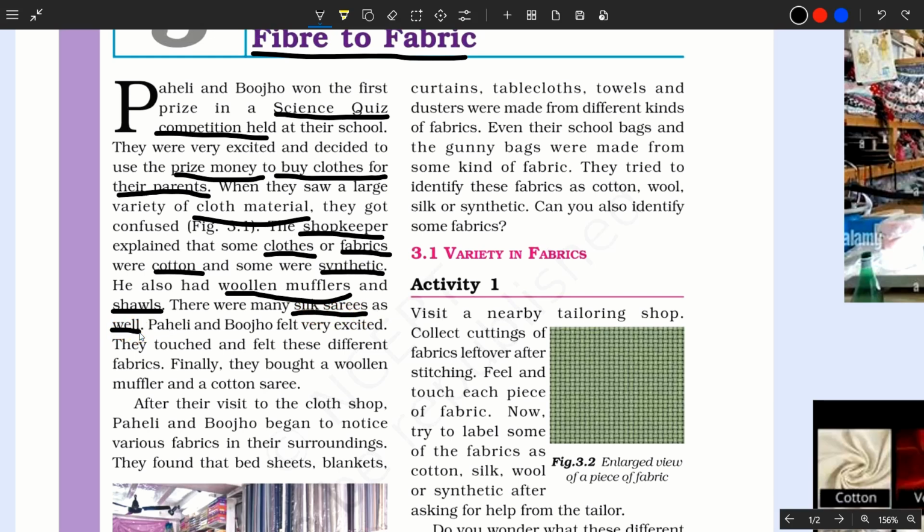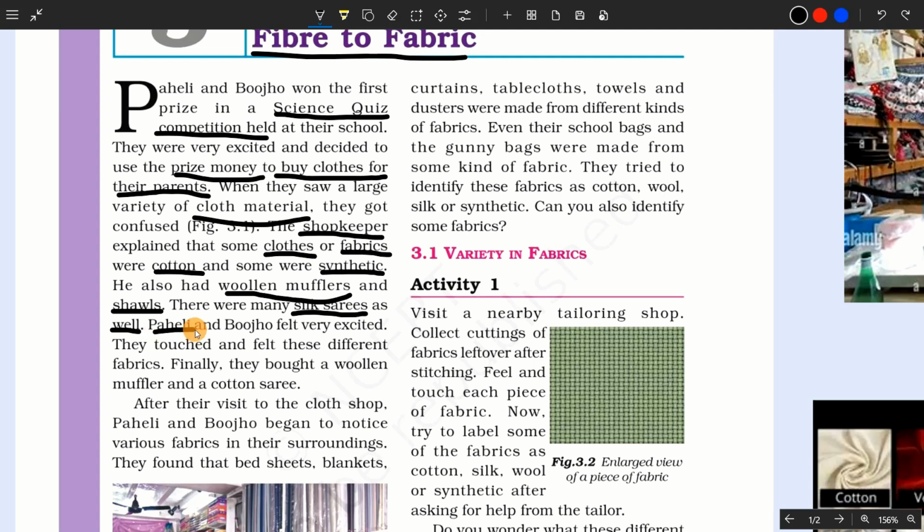In one shop there will be lots of different varieties of clothes. Some shops have only silk sarees kept for sale, and others have chudidars, jeans, tops, and other varieties of clothes which are trending nowadays. They keep everything. Here they had every variety of clothes, including many silk sarees as well.